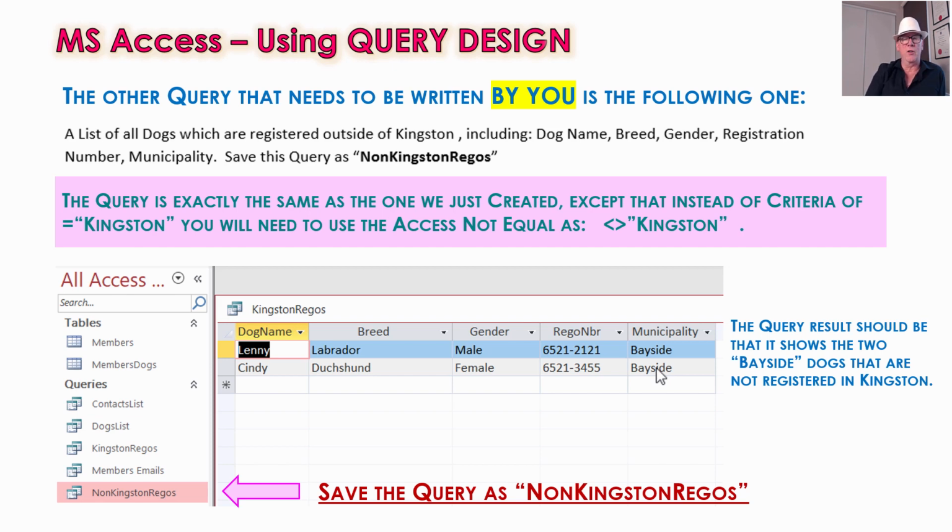So pause the video and do that. You might need to use the timeline index just to go back and look at how we did the equals Kingston ones, and then you have to do the not equals Kingston ones on your own. You should know how to do it. It shouldn't be too hard.